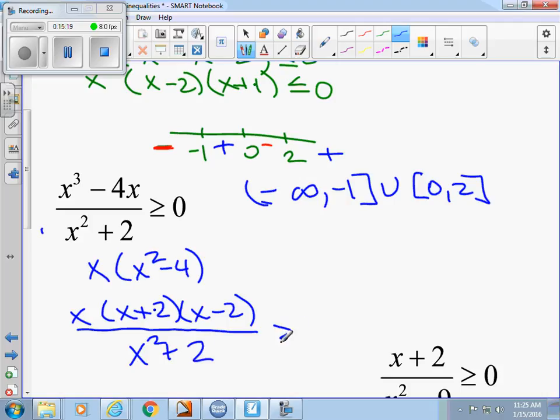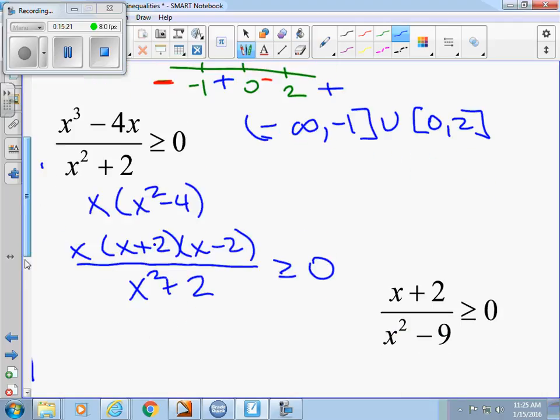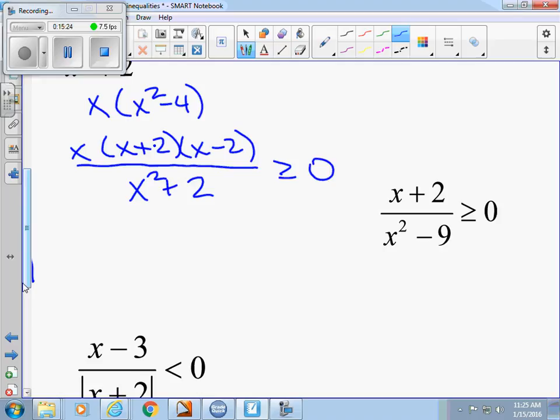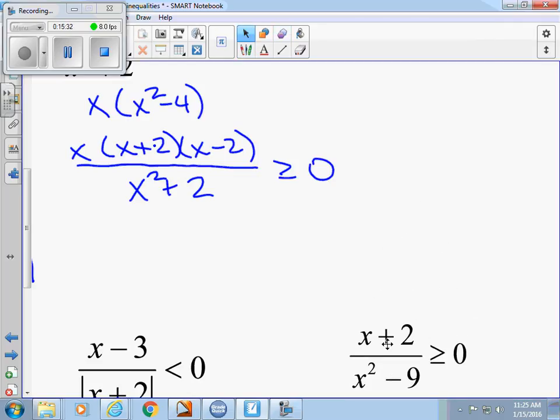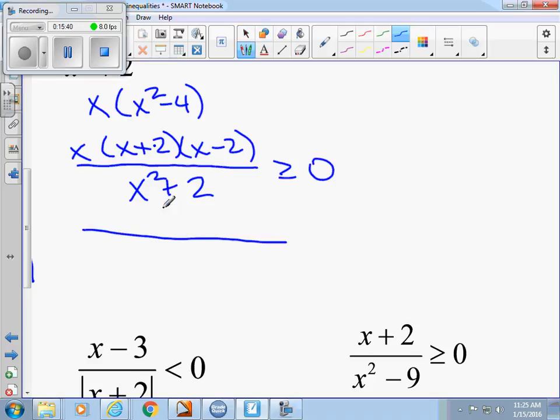On a rational function, I want all points that make the equation equal 0 or make the equation undefined. Does a graph change from positive to negative at an asymptote sometimes? Yes, so I want all of those on my sign chart. This one's a little strange because does that denominator ever equal 0? No, so this particular one I only get -2, 0, and 2. But if that denominator had equaled 0, I would put those points on my sign chart as well.